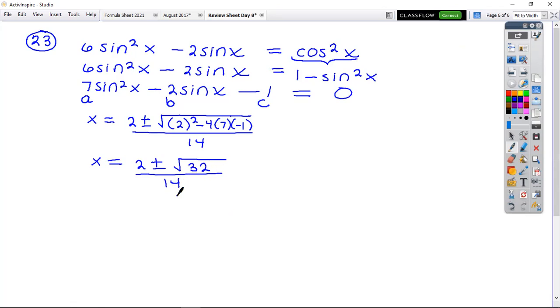So I'm going to pull my sine back now, and I'm going to say that sine of x is equal to 2 plus the square root of 32 over 14. So this is clearly positive. So this is going to be a triangle in quadrant 1 and 2. And you're going to do second sine of that really careful. So be really careful with parentheses. You're going to go 2 plus square root of 32 and then divided by 14.